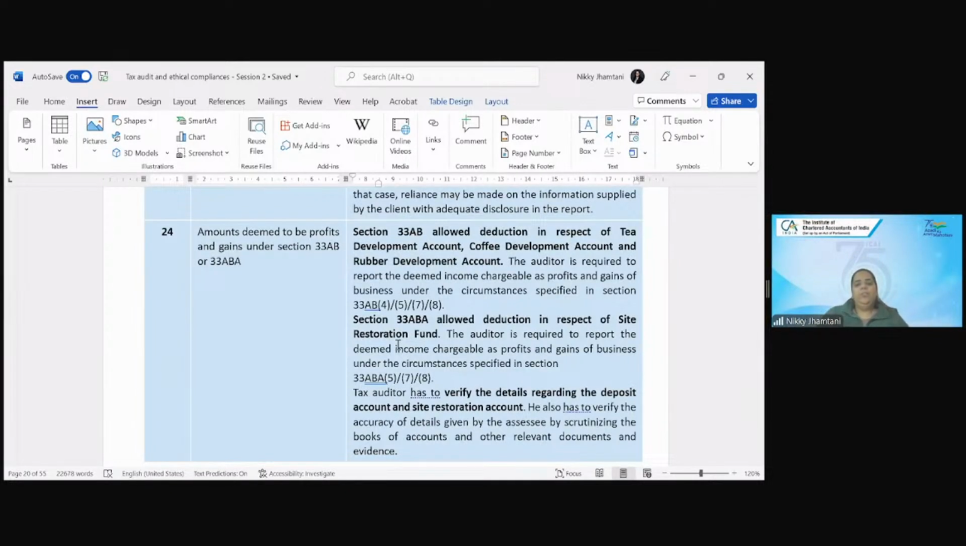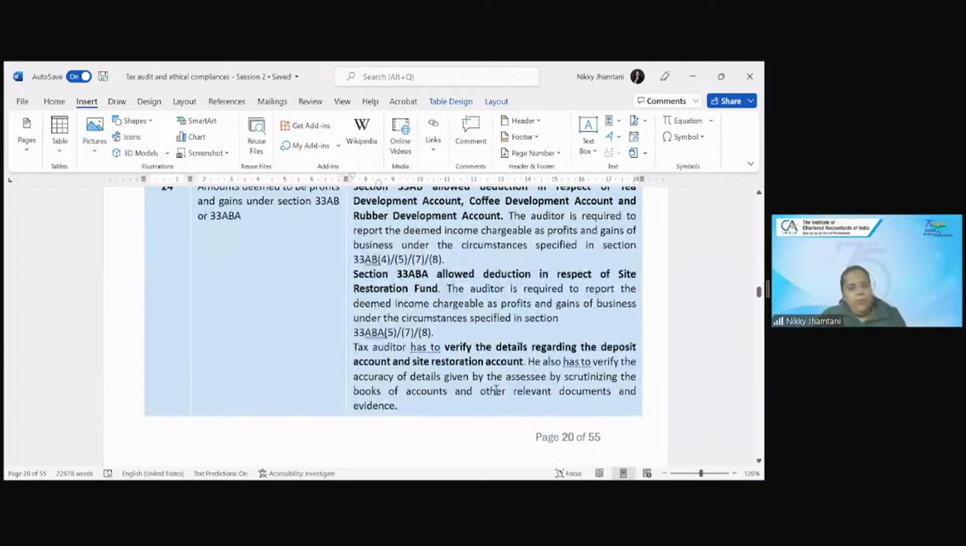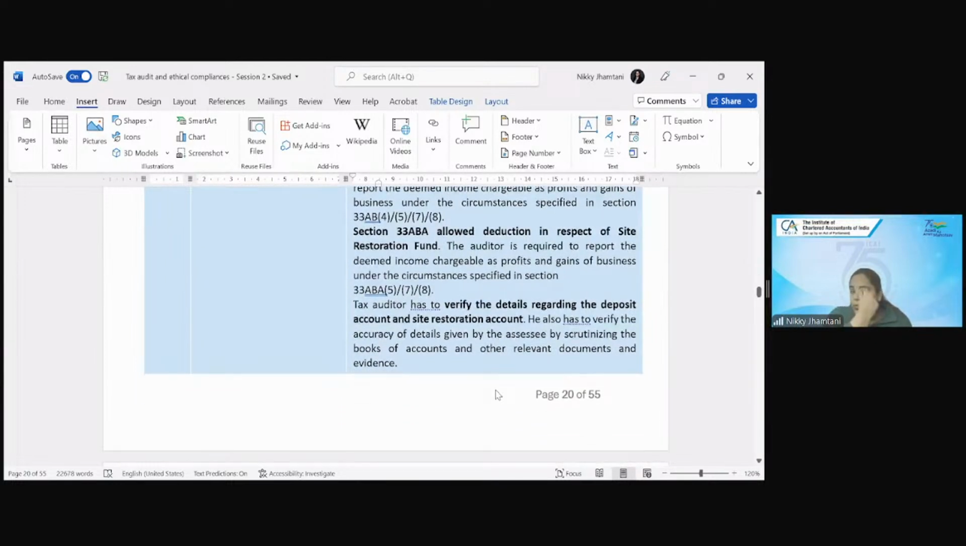33ABA allowed deduction in respect of site restoration fund. The auditor is required to report the deemed income chargeable as profits and gains of business under the circumstances specified in section 33ABA 5, 7, or 8.